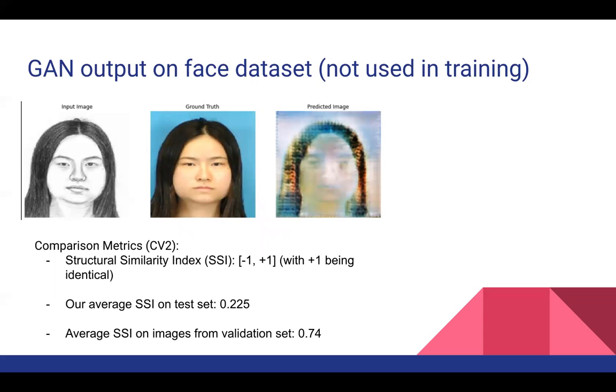The SSI, which is an image similarity metric that ranges from -1 to +1, is clearly much lower for the face dataset than for our original validation set. However, the SSI is still above 0 for the face dataset, indicating that the model is able to capture at least some basic features of the faces and give us a similarity score above 0.